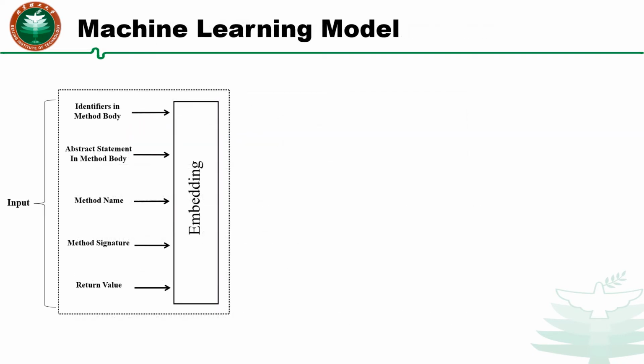This is the structure of our classifier model. It is mainly divided into three parts. In the first part, we take the four features and their method names as input, and then pass them into vectors with the help of embedding techniques. And the embeddings are fed into the subsequent network.